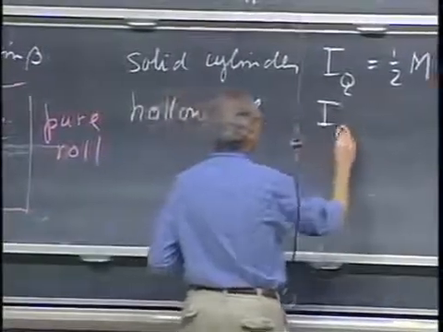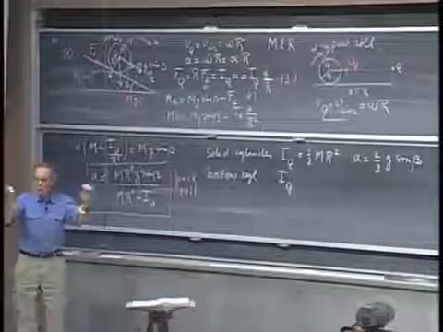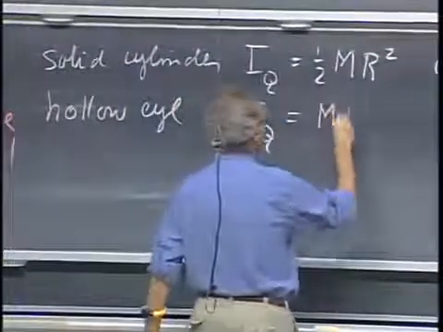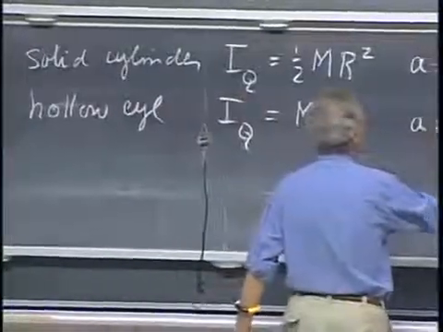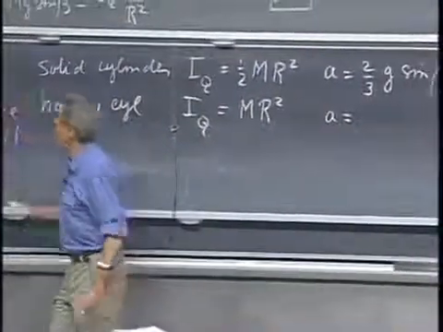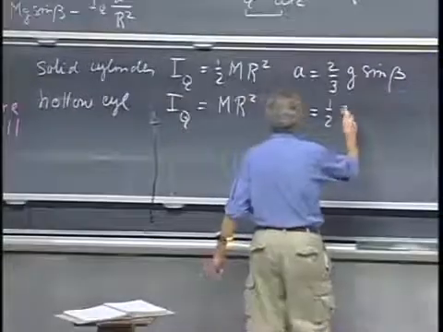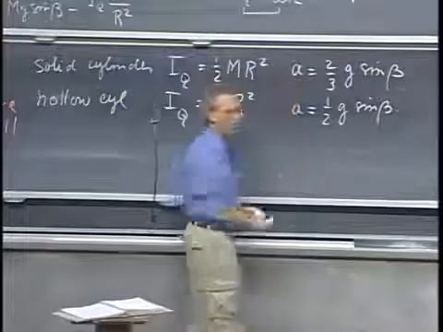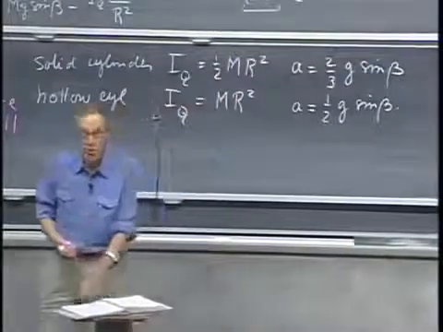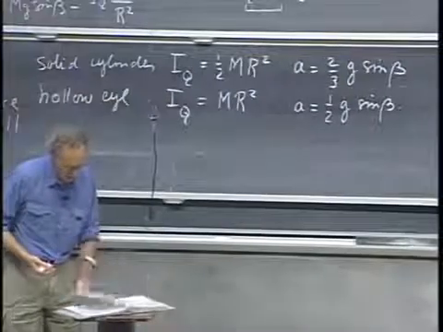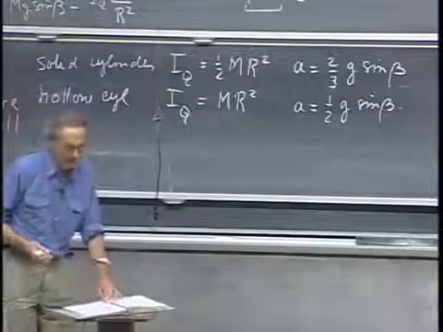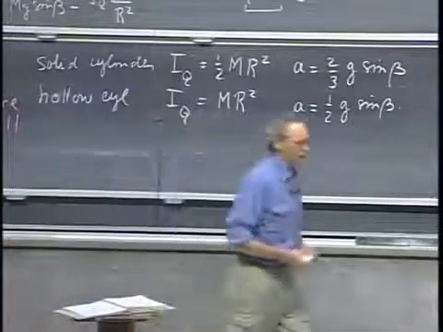then the moment of inertia about this axis through the center of mass, through Q, if really most of the mass is at the surface, is very close to m r squared. And then the acceleration, if I substitute in here m r squared, I get a 2 there, equals 1/2 times g times sine beta. So this acceleration is less than the solid one. So the hollow cylinder will lose in any race against a solid cylinder, regardless of mass, regardless of radius, regardless of length. And I want to show that to you.